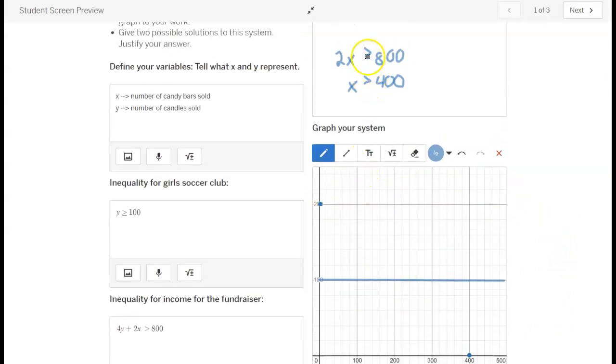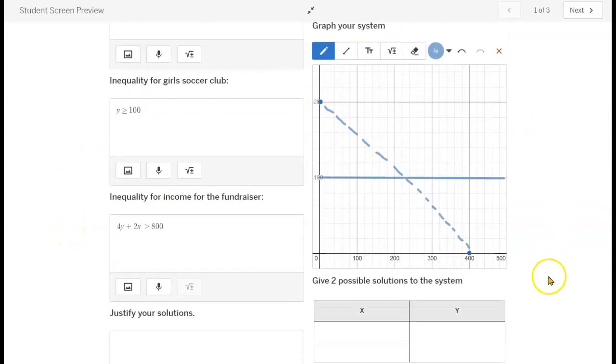And then because this is greater than and it doesn't have the equal to sign, this would be a dotted or dashed line for this point. Then you have to decide, are you going to shade above the line or are you going to shade below the line? So think about a point that works for that. So x is greater than 400 and y is greater than 200, so everything that fits that would work.